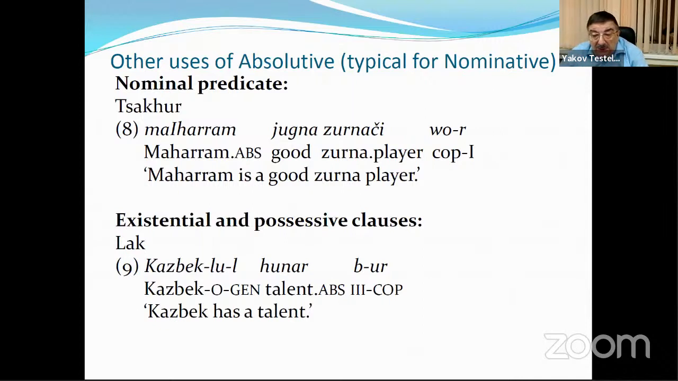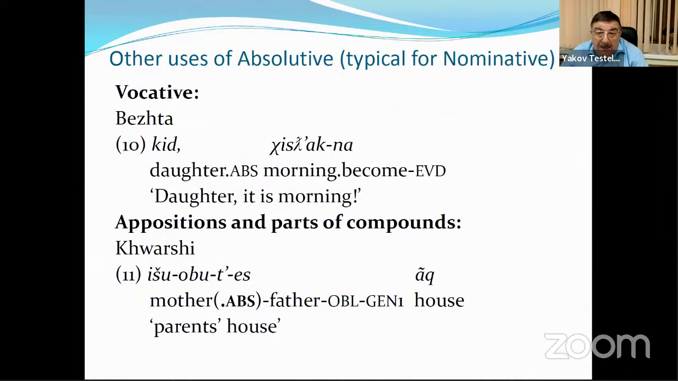Existential and possessive clauses are very difficult to analyze, to see whether it's a subject or object. It's something like Kazbek, genitive, Kazbek has a talent, Hunar, the talent is an absolutive. Absolutive is the case for vocatives in these languages, like the example from Beshtan number 10, Kid Histlakna, daughter, it is morning already. Kid, daughter, is an absolutive, it's a vocative form.